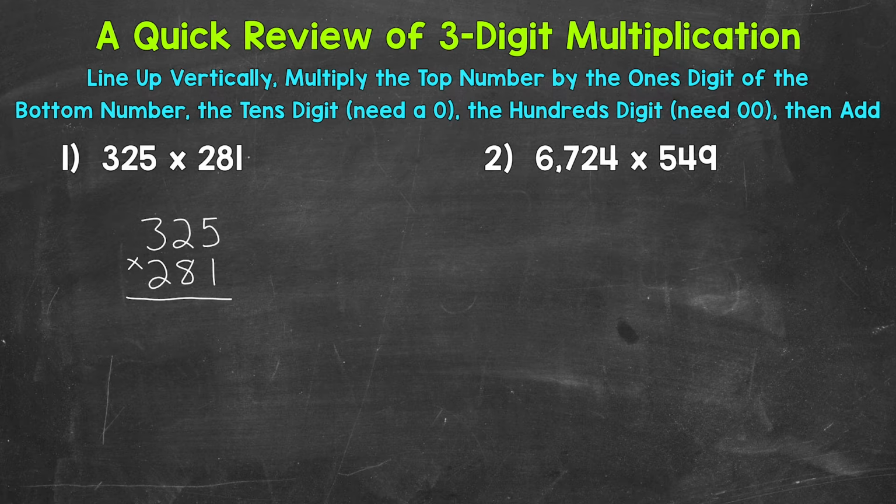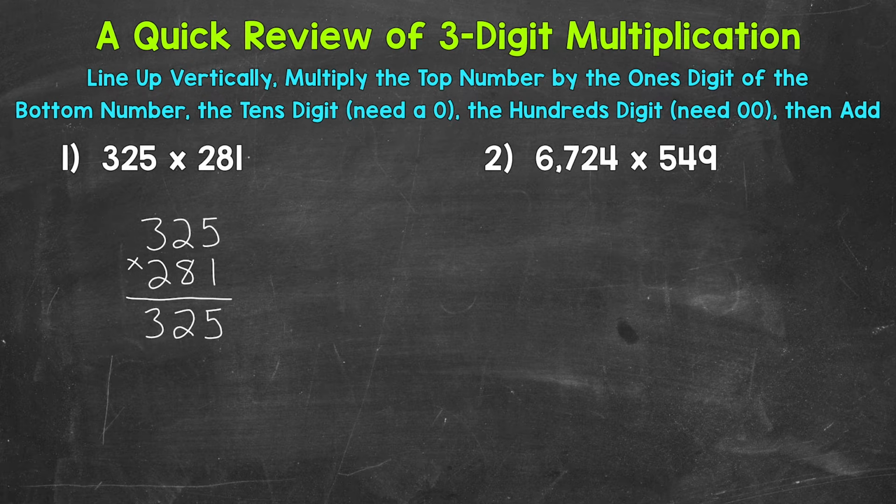So we start by multiplying the top number by the ones digit of the bottom number. So the ones digit of the bottom number is the 1 in 281. So we need to take that 1 to the 5, the 2, and the 3. We can forget about the 2 and the 8 in 281 right now. We're only concerned about the ones digit. We'll get to those other digits later. So we'll start with 1 times 5, which is 5. Then we have 1 times 2, which is 2. And then 1 times 3, which is 3.